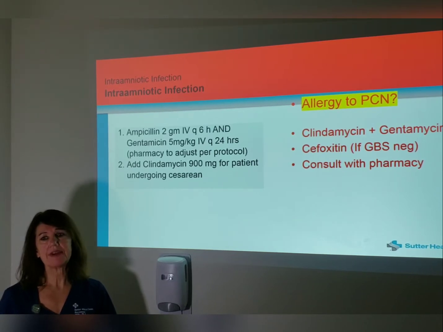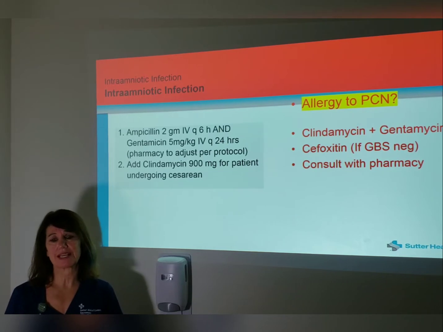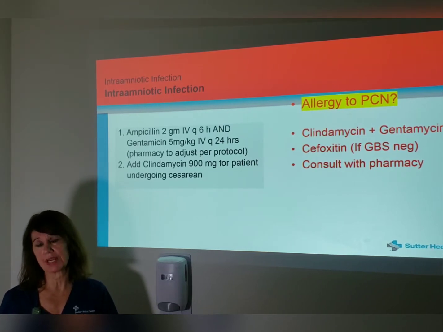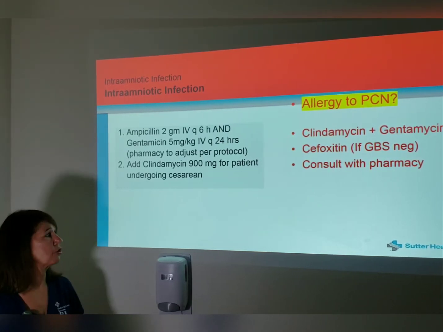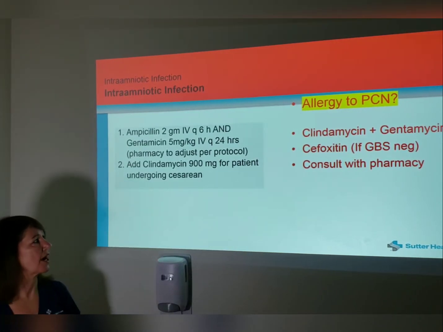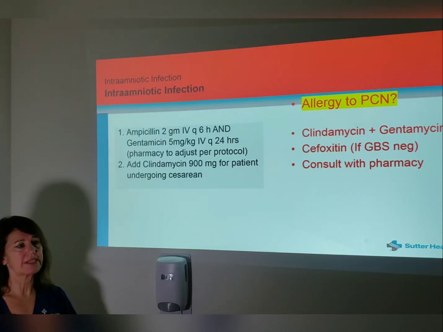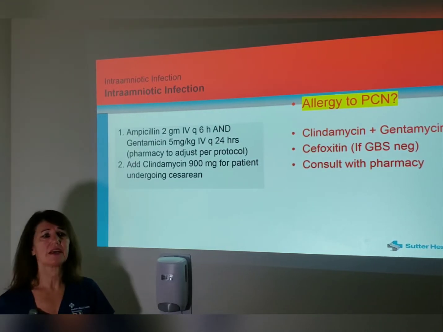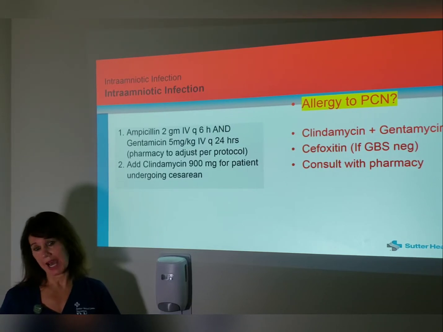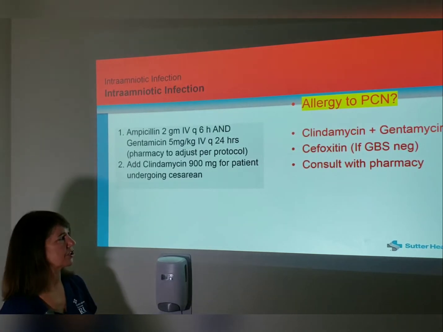We even had a case where the patient was GBS negative at 36 weeks, but came in very sick and was taken to the ICU because she had group B strep. So cefoxitin was not the appropriate drug. So always think, if they're on cefoxitin, maybe add another antibiotic, and you can go through pharmacy or through your physician or RRT.